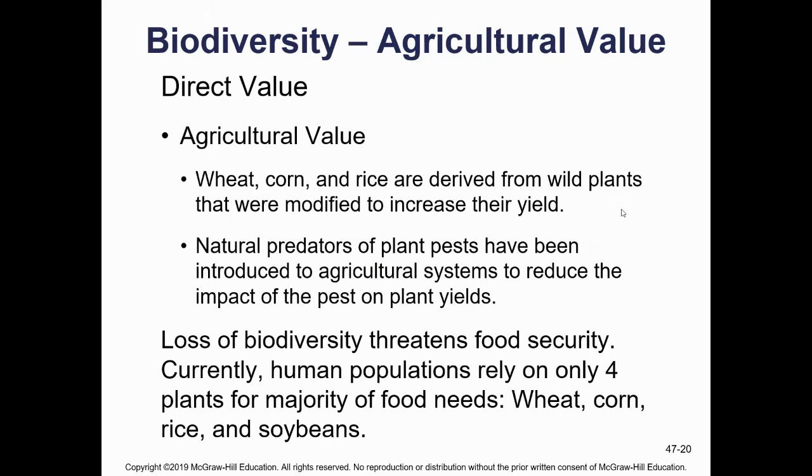Our agricultural value: clearly in agriculture, wheat, corn, and rice were all derived from wild plants. They were modified over time to increase their yield, through agriculture, through selective breeding practices. We developed the species that we use as our primary food sources. Natural predators of plant pests have been introduced in agricultural systems because we want to reduce the impact of pests on plant yields.